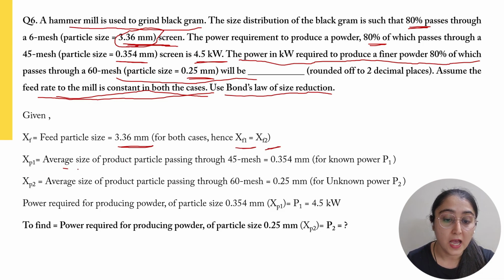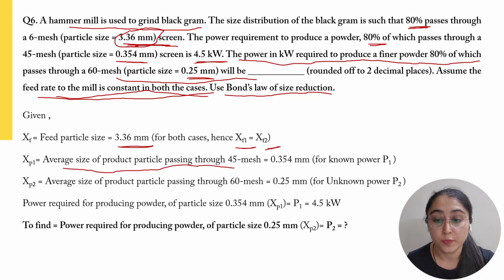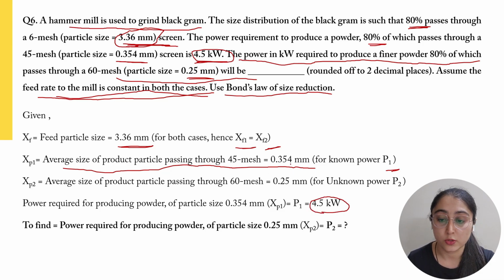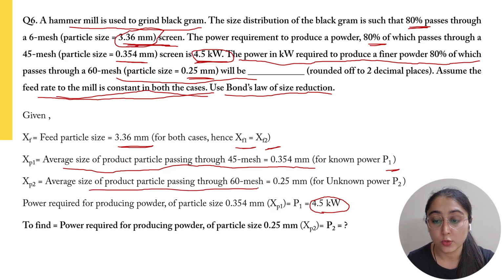Next, we see the average size of the product particle which passes through 45 mesh, that is 0.354 mm, and for a known power. The power was also given for this case, which was 4.5 kilowatt. So with 4.5 kilowatt power, the average particle size is 0.354, which passes through this mesh size. Next is the average size of product particle passing through 60 mesh size, which is 0.25 mm for an unknown power, and we need to calculate this P2, right?